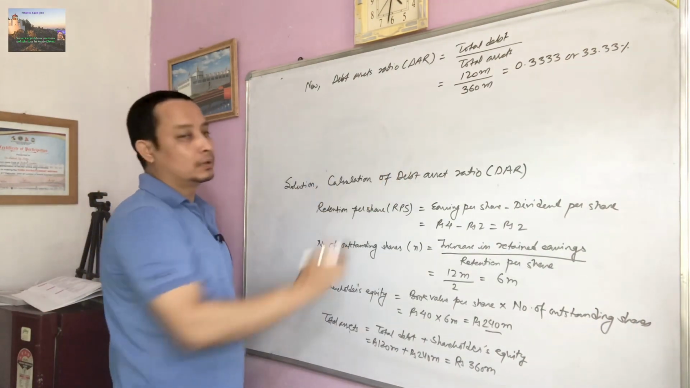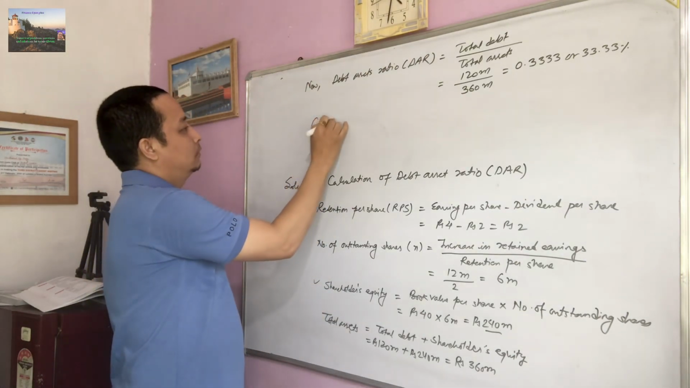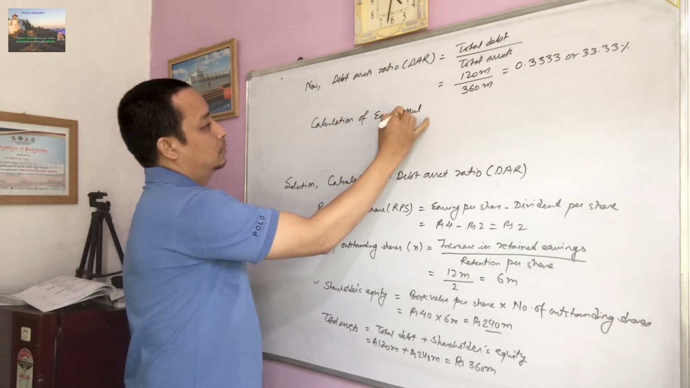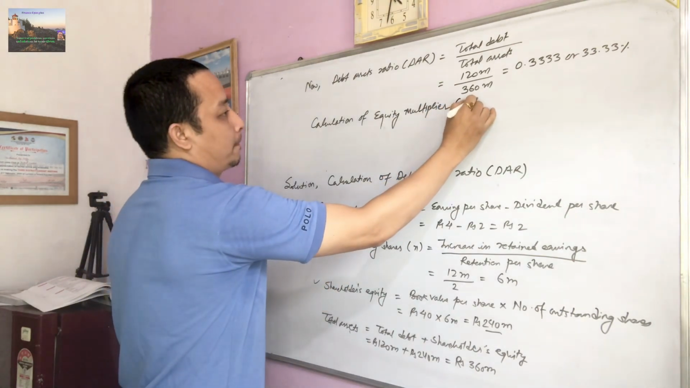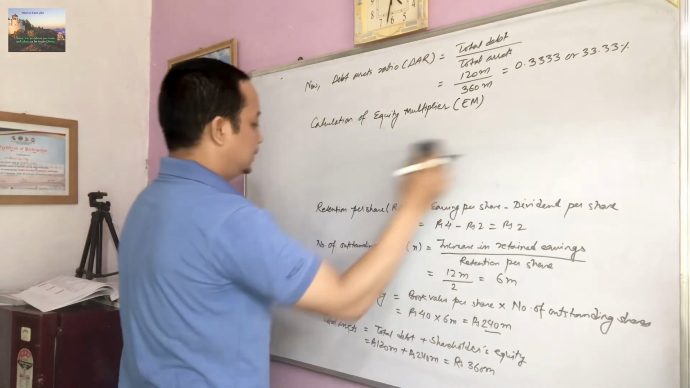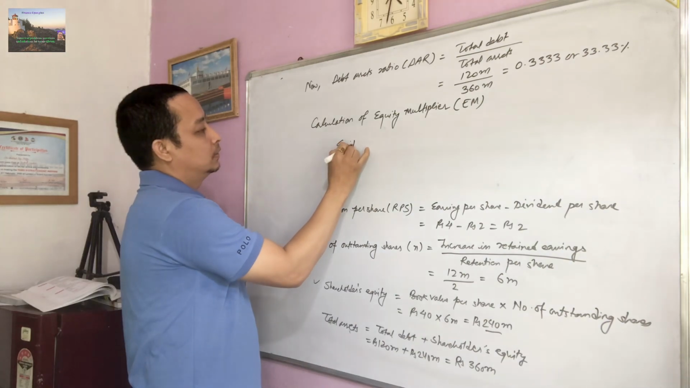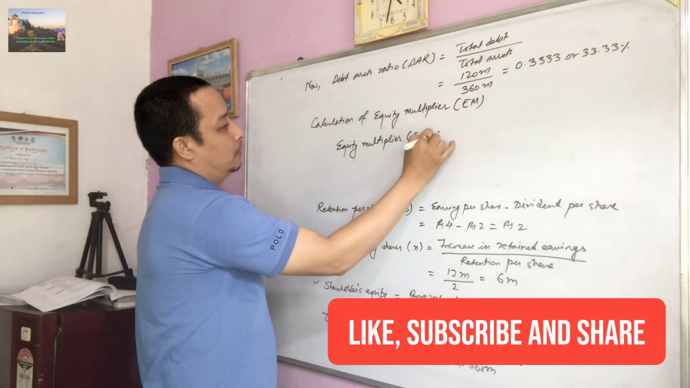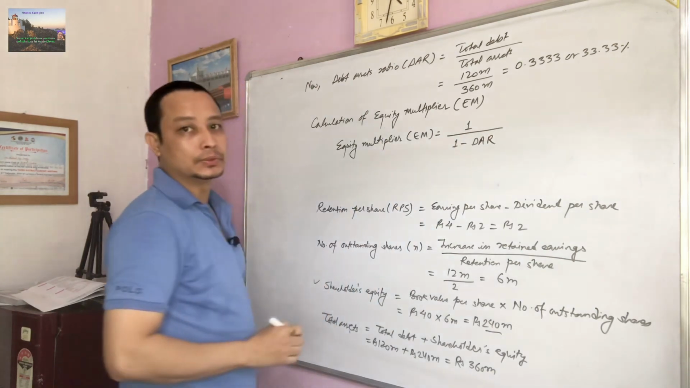Now in the second part you are asked to find out equity multiplier. Calculation of equity multiplier, EM. You can use debt asset ratio to find the equity multiplier. So here equity multiplier, EM, equals 1 upon 1 minus debt asset ratio.